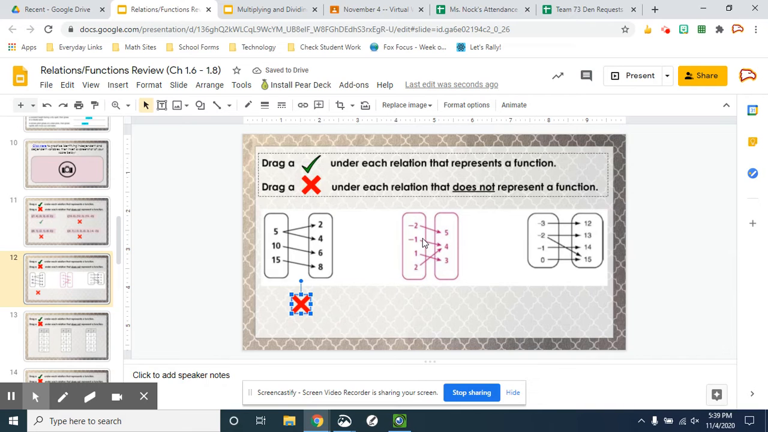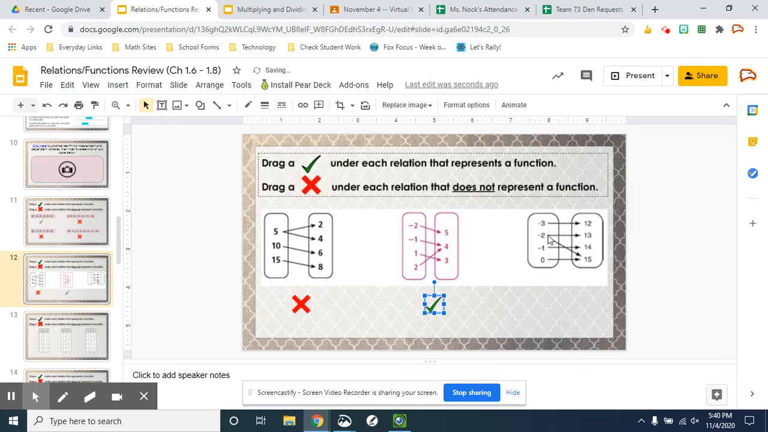All right, so here, -1 and 2 are both pointing at 4, but that's okay. So think of it as like your favorite color. I can't have two favorite colors, but you and I can have the same favorite color. So these two guys can share one. It's just one can't be paired with more than one. So this is still a function.